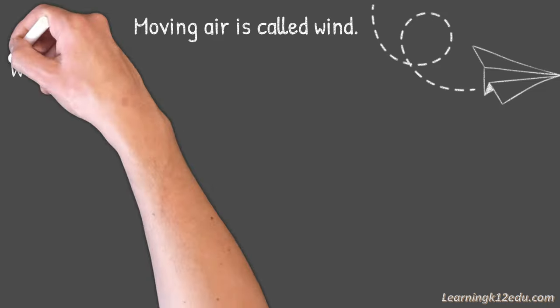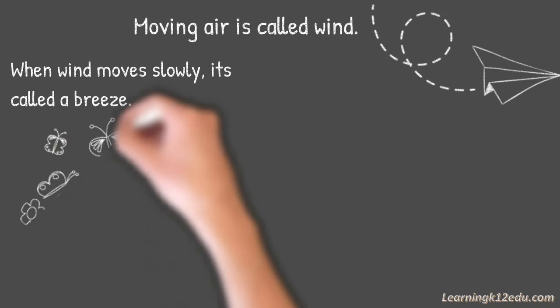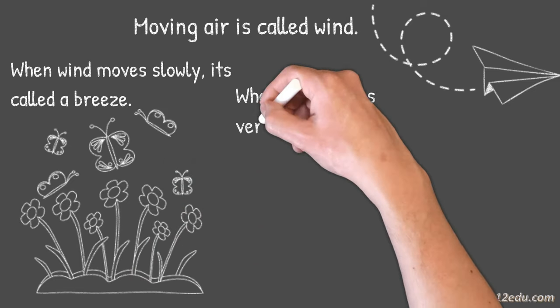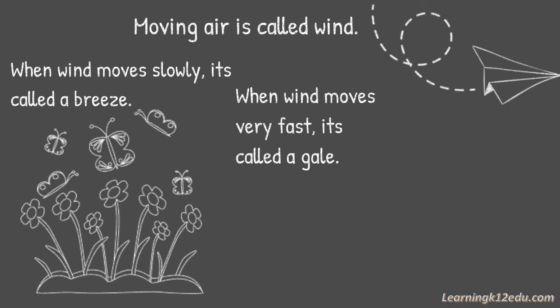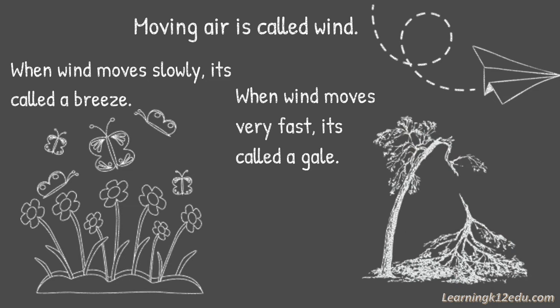Moving air is called wind. When wind moves slowly, it's called a breeze. When wind moves very fast, it's called a gale. A gale or storm is very destructive.